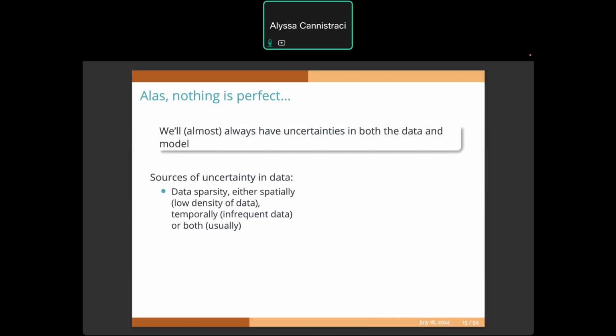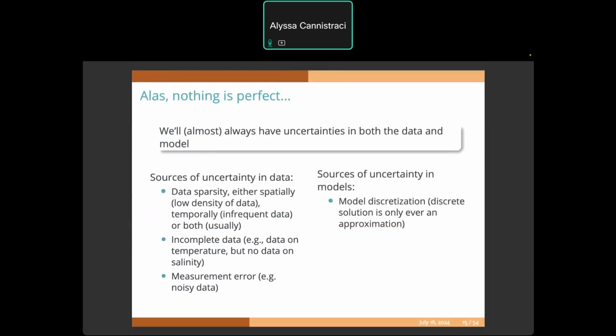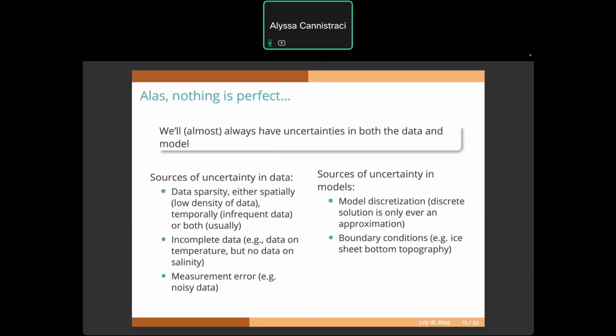And then there's also uncertainty in the models themselves, right? And one of the big ones is that we have the model discretization. So the ideal solution to a system of PDEs would be a continuous function, but when we solve it on a computer, we're going to discretize. And so when you discretize it, you're only ever going to get an approximation of what the model solution should be. We also can have sources of uncertainty in the boundary conditions in your model.